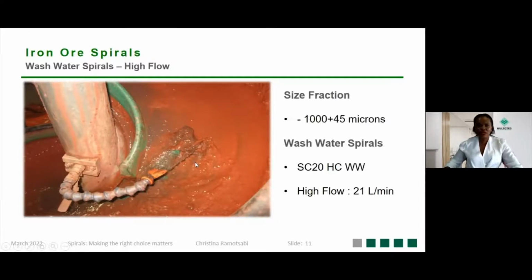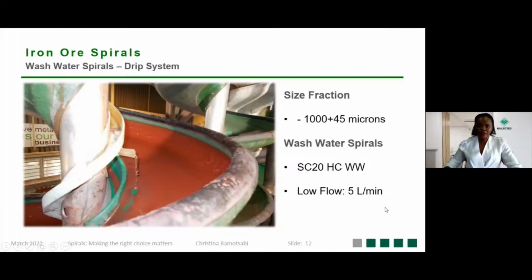We have two different types of wash water systems. In this particular case, this is the high flow system, which utilizes about 21 liters per minute of wash water. The drip system is the second system that we have. As we all know, water is an important commodity. As a way of optimizing the wash water rate, we developed this drip system. The drip system utilizes a low flow, up to 5 liters per minute.